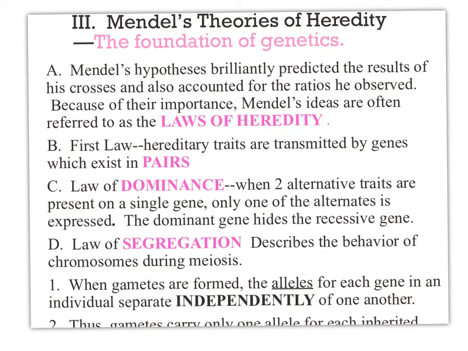So when gametes are formed, that's meiosis. Your alleles for each gene, those little letters, the big T and the little t, are going to separate independently of one another. The big T is going to go in some of the eggs, and the little t is going to go in some of the eggs if you have those two letters. Basically, your sex cells are only going to carry one letter each.